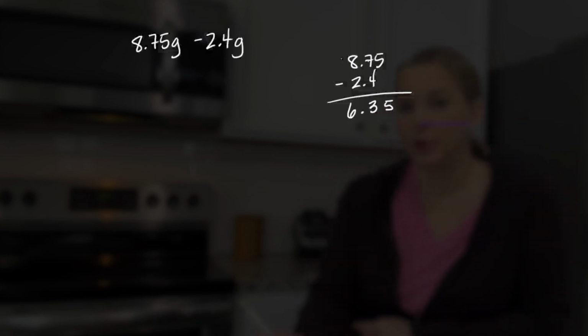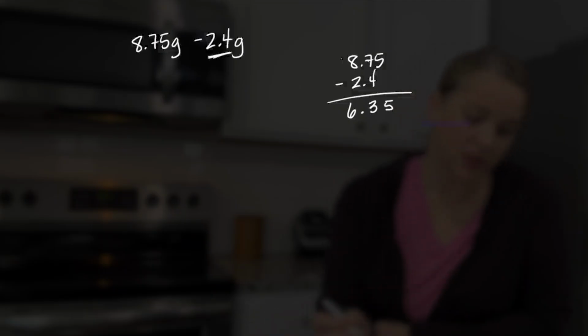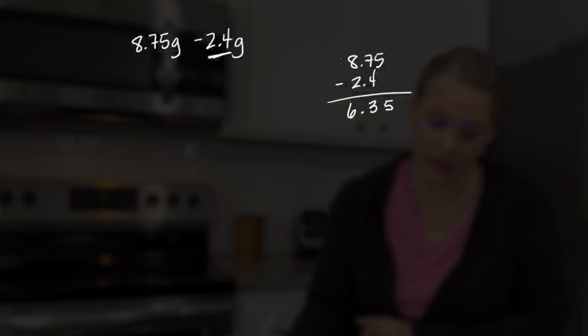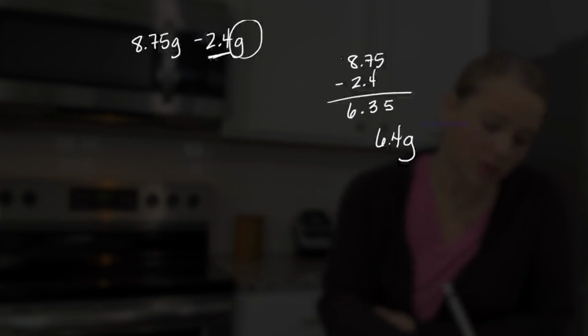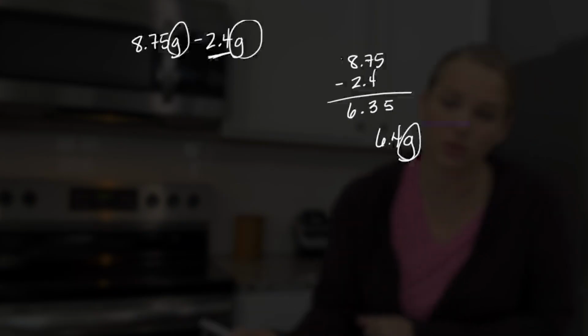And how many decimal places are we going to report to? The tenth. Right, because our least precise number only goes to the tenths place. So our answer would be 6.4. And we don't forget our labels. We always want to include our labels. So 6.4 grams. Let's try one more.